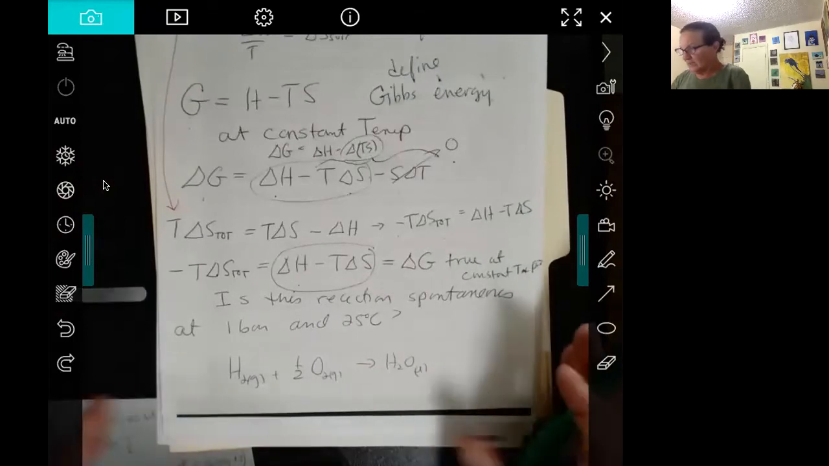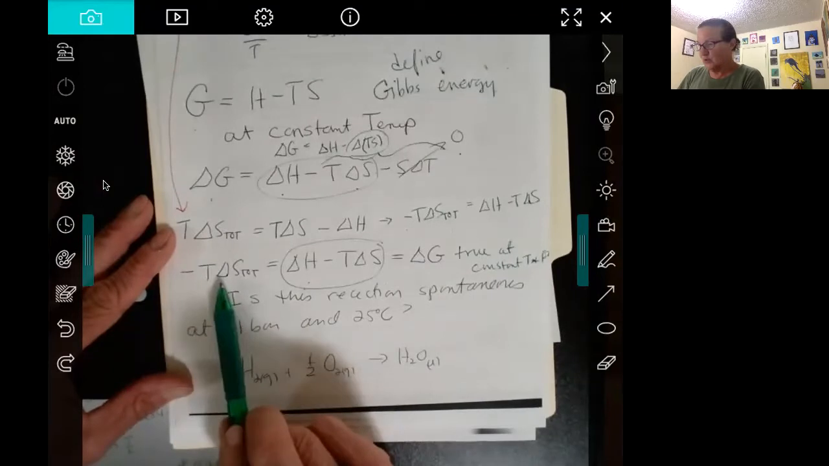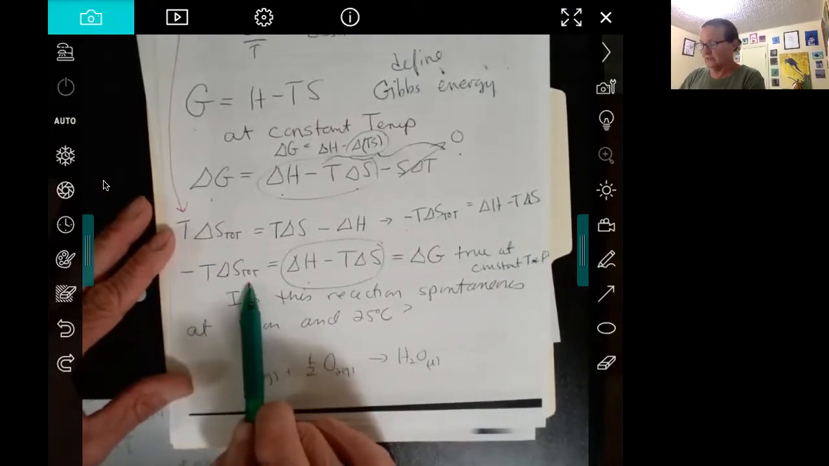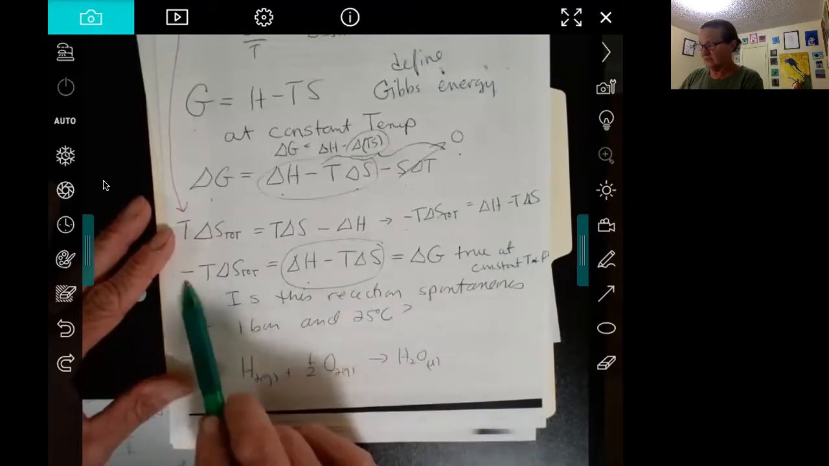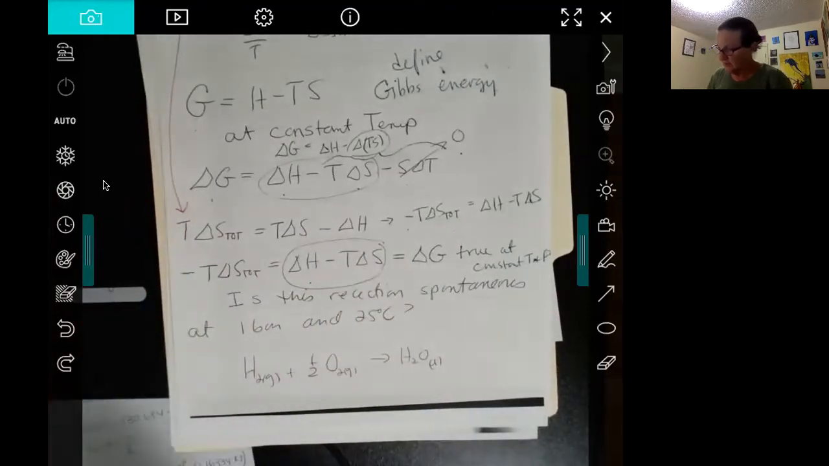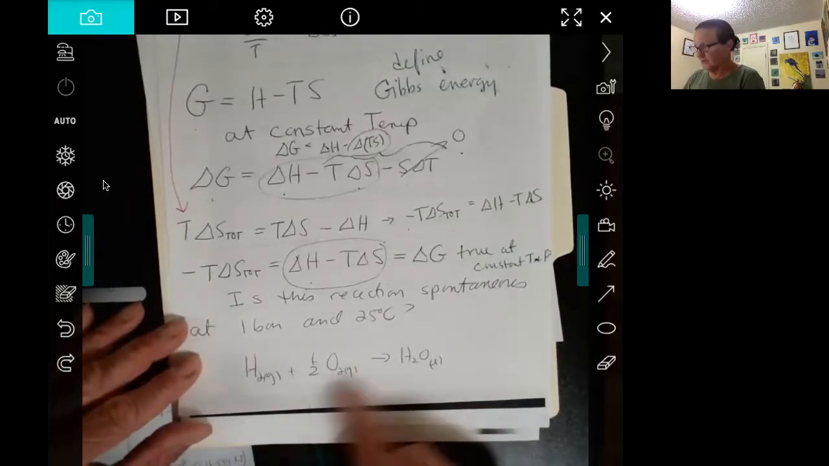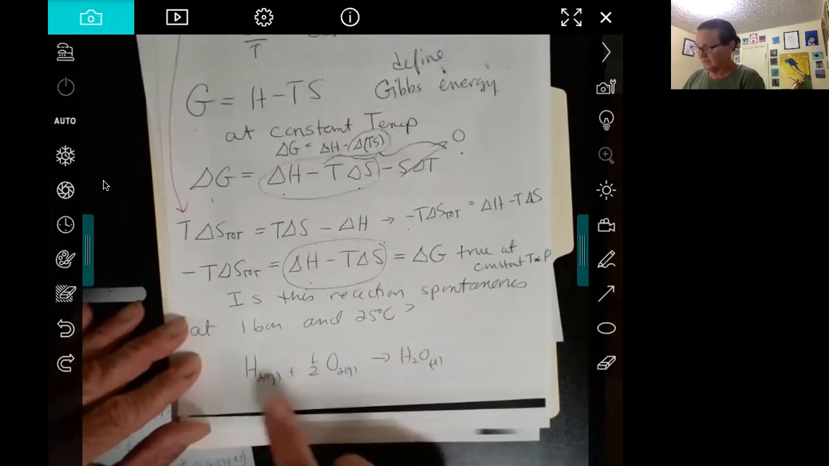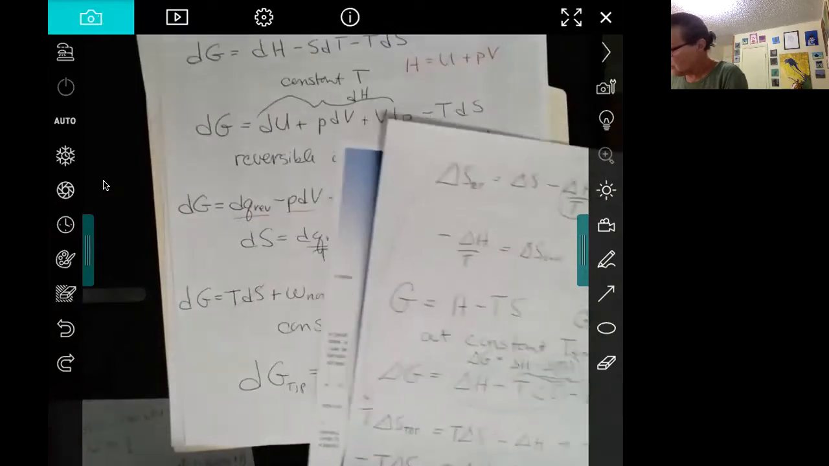So we now can look at this, and from the second law, we know that if the entropy changes in a positive way for the universe, the process is spontaneous. So that means that delta G has to be negative. They're always going to have the opposite sign. So if delta G is negative, the process is spontaneous. So we can go back and look at that reaction of water being formed, and we can say, is this process spontaneous?